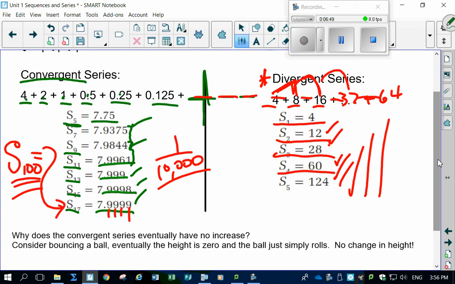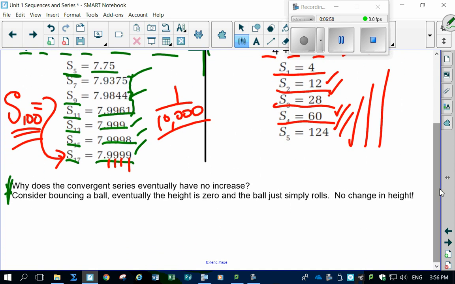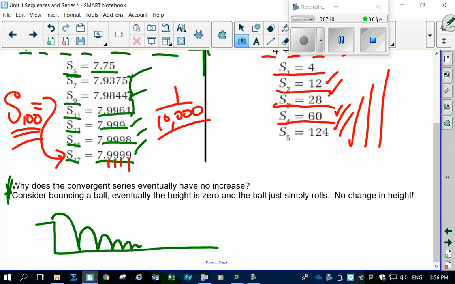So think about it this way. Best way to think about this, right here. Why does the convergent series eventually have no increase? Consider a bouncing ball. Here's a ball falling off a table. If you bounce the ball, eventually it's going to bounce less and less and less until it doesn't bounce at all, and it's just going to roll along the floor. That's exactly what happens. So if you're adding the height, add the height, add the height, eventually you're not adding any height at all, are you? Because it's rolling along the floor. That's what makes a series convergent.